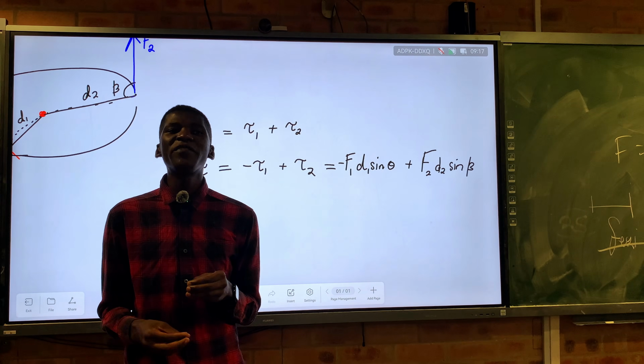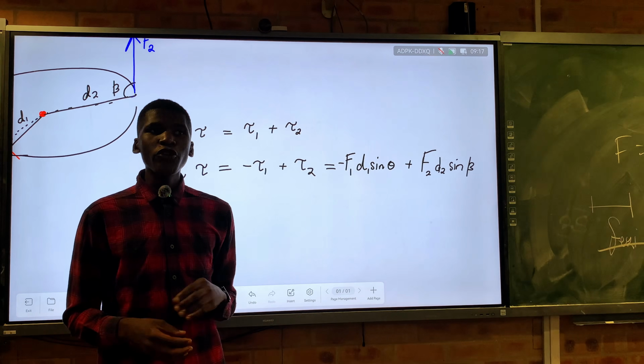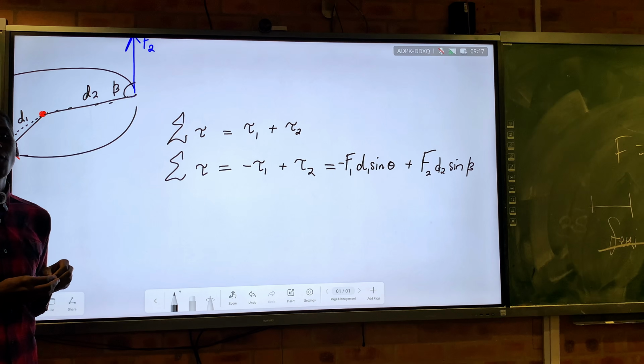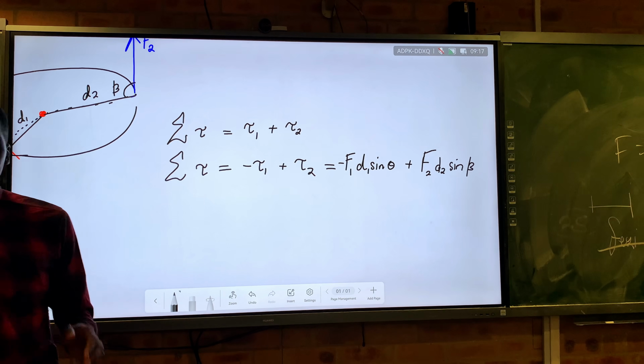But if they don't give you the angle, this is the trick. Usually they like scenarios whereby they give you an angle of 90 degrees. So usually they like such scenarios.